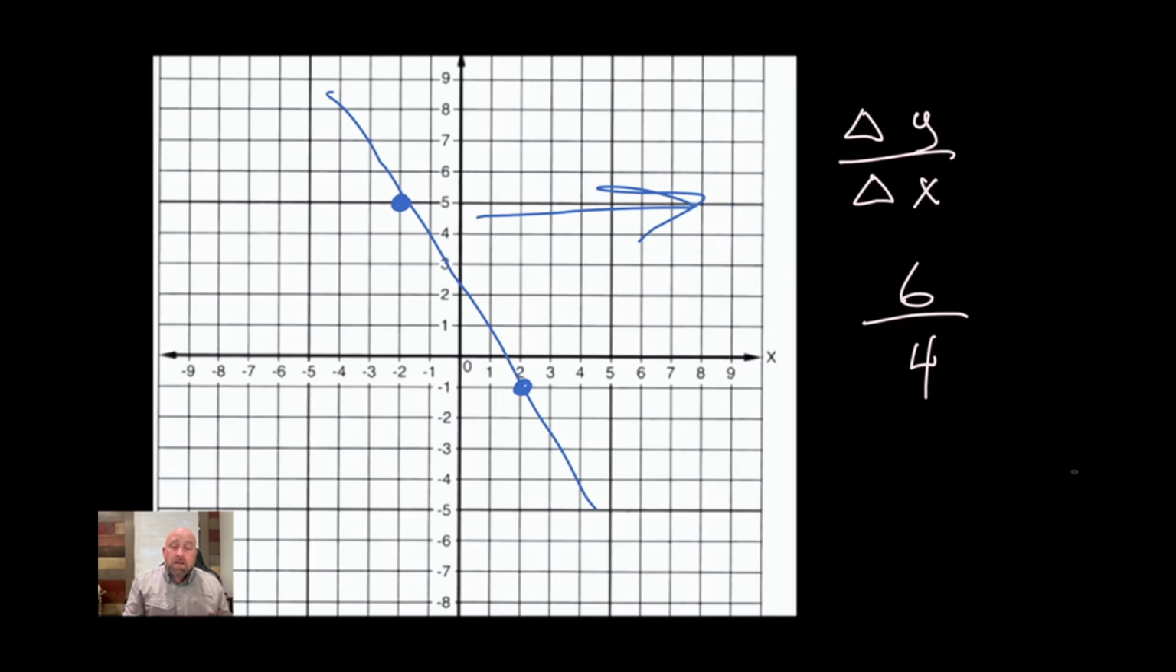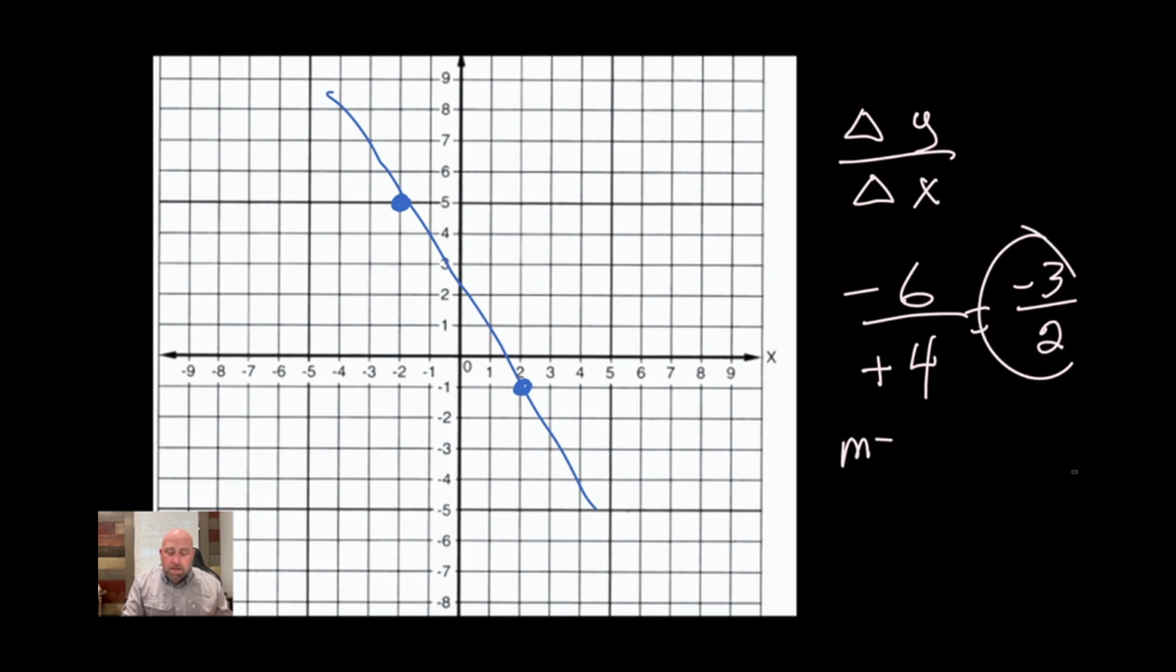So let's assign the signs to this. This 4 is actually going to be a positive 4. Now look, we went down when we did our y. So because we went down, the sign on the y is a -6. You have to be careful to put your signs on these. If you don't put your signs on them, you will get them wrong. Now we're going to reduce this, and this gives us -3 over 2. Our slope, our m, equals -3 over 2.